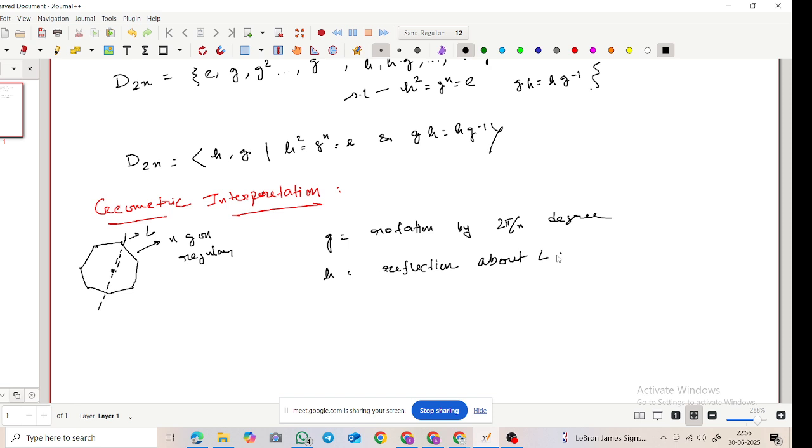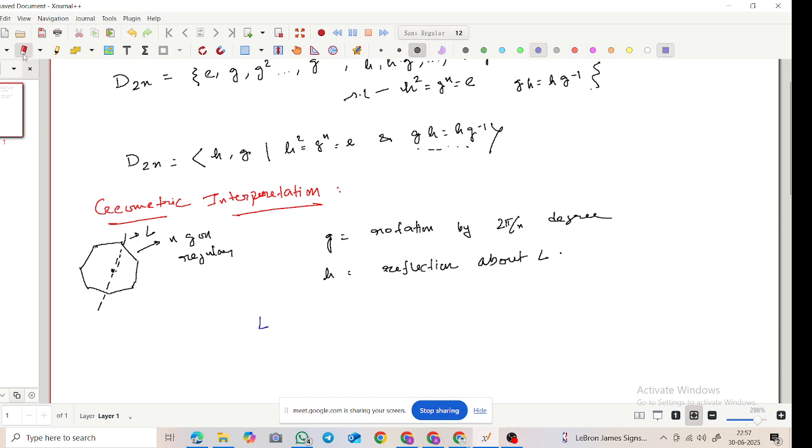Okay, clear? And you can understand that this will indeed form a group structure, because no matter what you take, okay, can you realize that GH is indeed HG inverse? Is this relation satisfied? What do you think? So this is composition, okay. GH is then composition. So suppose you do H, okay. That is reflection by L, okay. And then you rotate it once you reflect it.